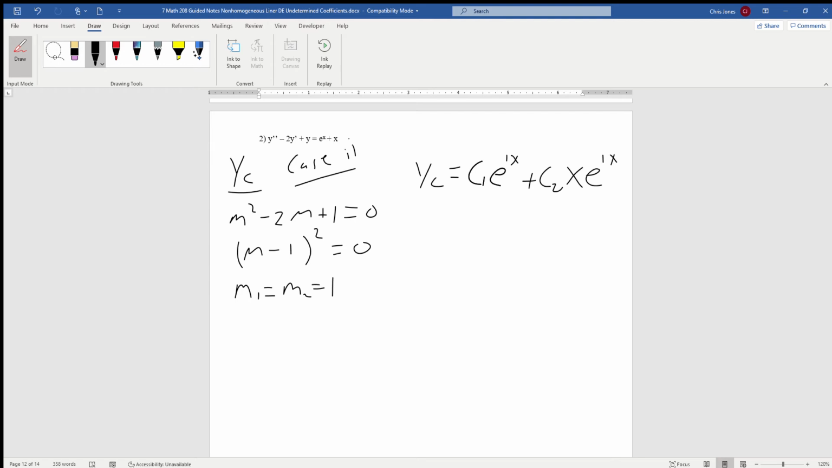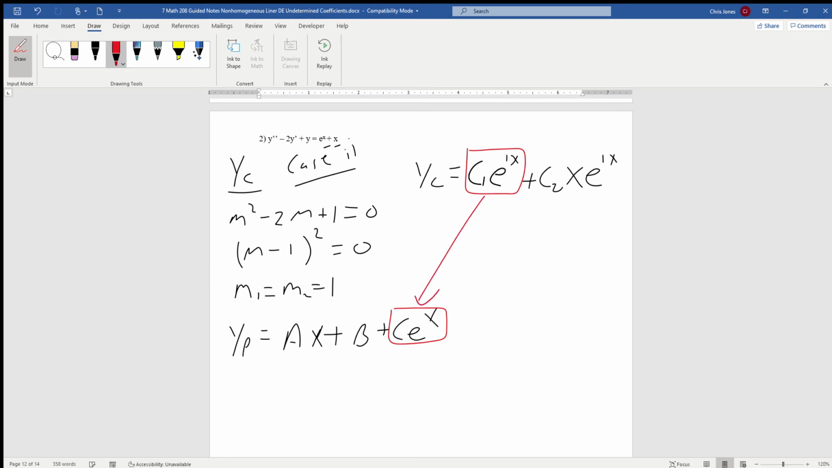So now we need to find the particular solution. And we're going to guess. We have a linear term and we have an exponential term. And so the good news is we already know it because it's the exact same one in the previous problem. So we're going to guess ax plus b plus c e to the x. Similar to the previous problem though, there looks to be some repetition. So unfortunately, c e to the x looks exactly like c1 e to the x, so we can't use that.